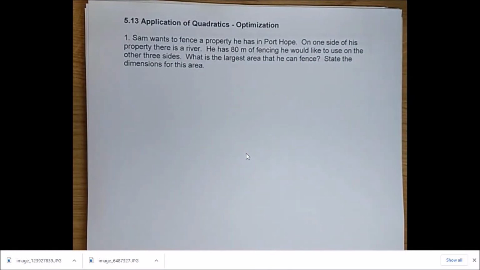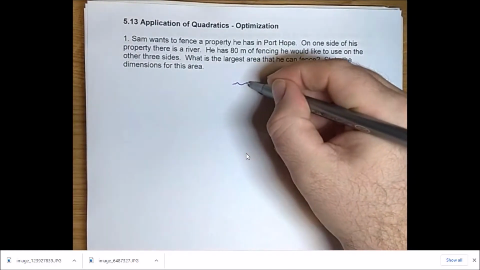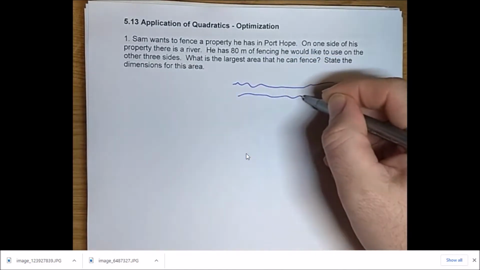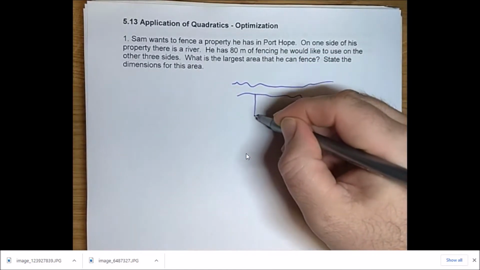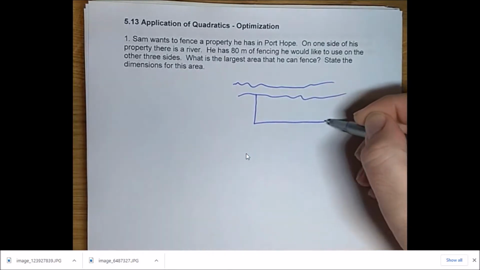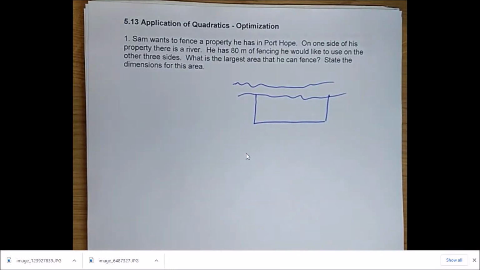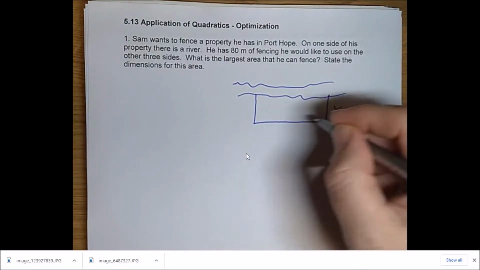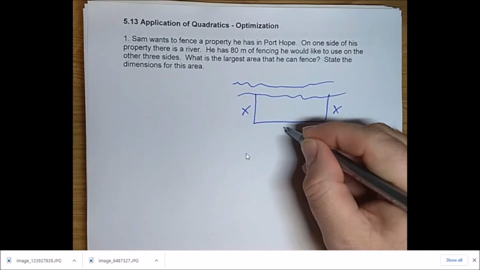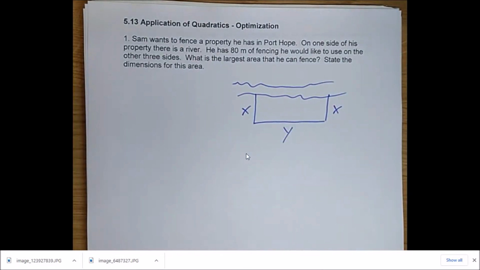Let's draw ourselves a little picture here. So over here, we'll draw like a river. And then he wants to put a fence here. So he wants here, here, here as wide as possible. We'll call this X, and there's two of them. And we'll call the bottom Y.